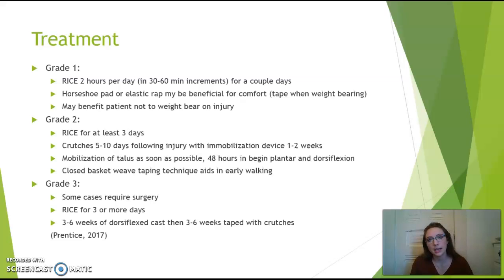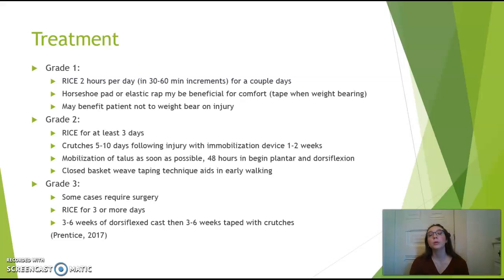Grade 2, it is necessary. The athlete will be on crutches for 5 to 10 days, and then it'll be taped or immobilized for 1 to 2 weeks after injury. But we still want to immobilize the talus as soon as possible. This will help prevent really tight muscles, and it's really important to get that moving, especially with all the swelling. And then the closed basket weave technique is recommended for weight bearing or for walking after that.